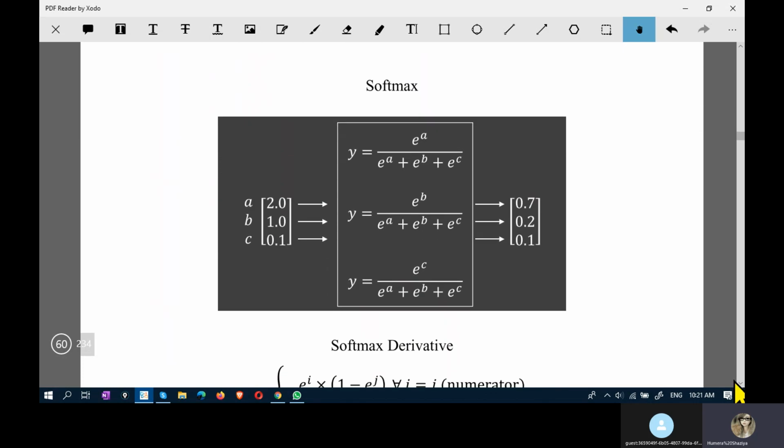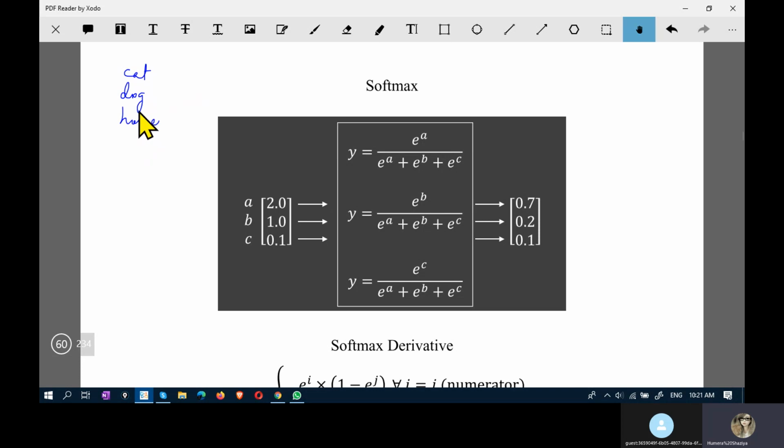And then softmax is generally used in the output layer. Consider a data set which has animals: cat, dog, horse. These are the three animals in the data set, and our model has to classify the image into the appropriate class. So what are the classes? There are three classes: cat class, dog class, horse class.